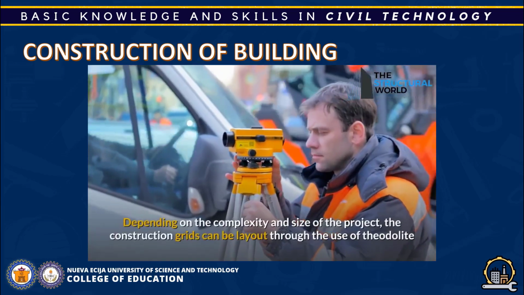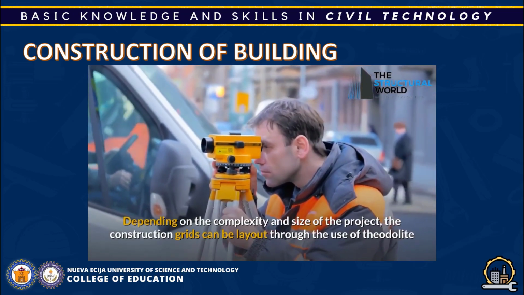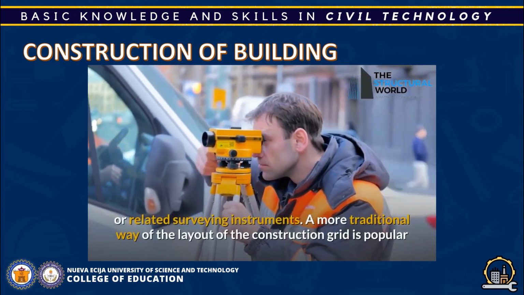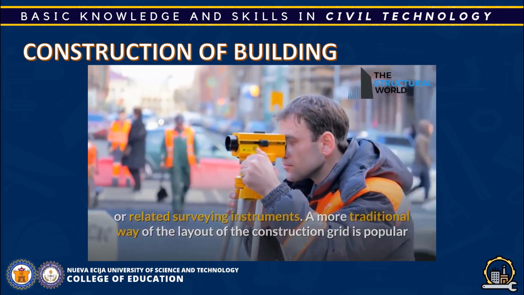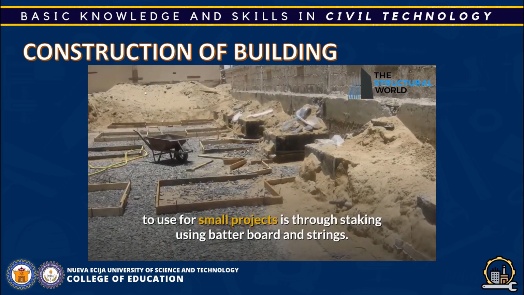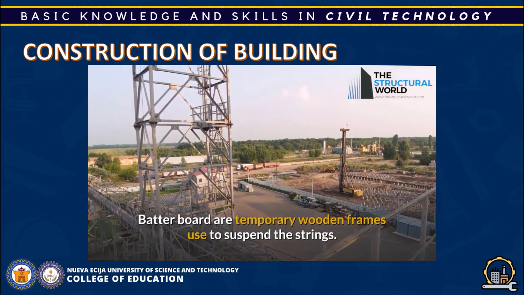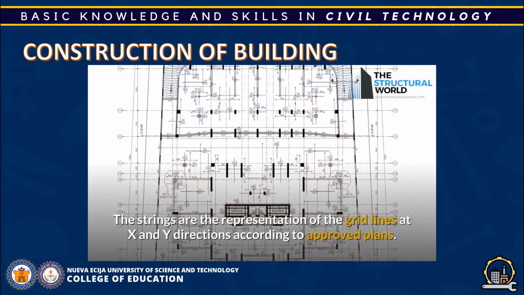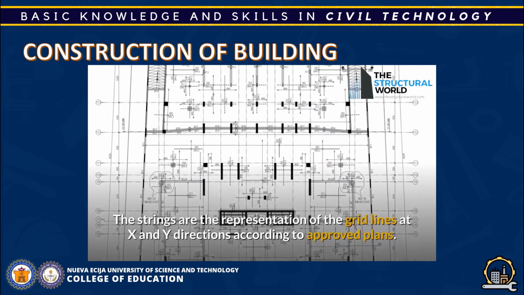Depending on the complexity and size of the project, the construction grids can be laid out through the use of theodolite or related surveying instruments. A more traditional way of laying out the construction grid, popular for small projects, is through staking using batter boards and strings. Batter boards are temporary wooden frames used to suspend the strings. The strings are the representation of the grid lines in X and Y directions according to approved plans.